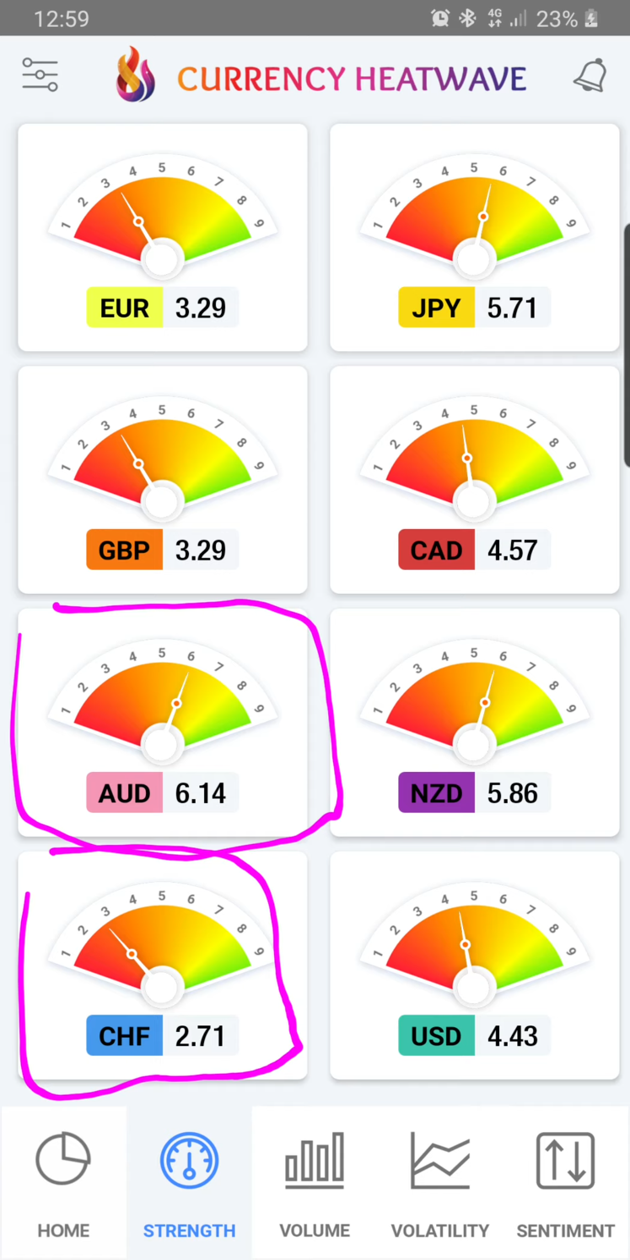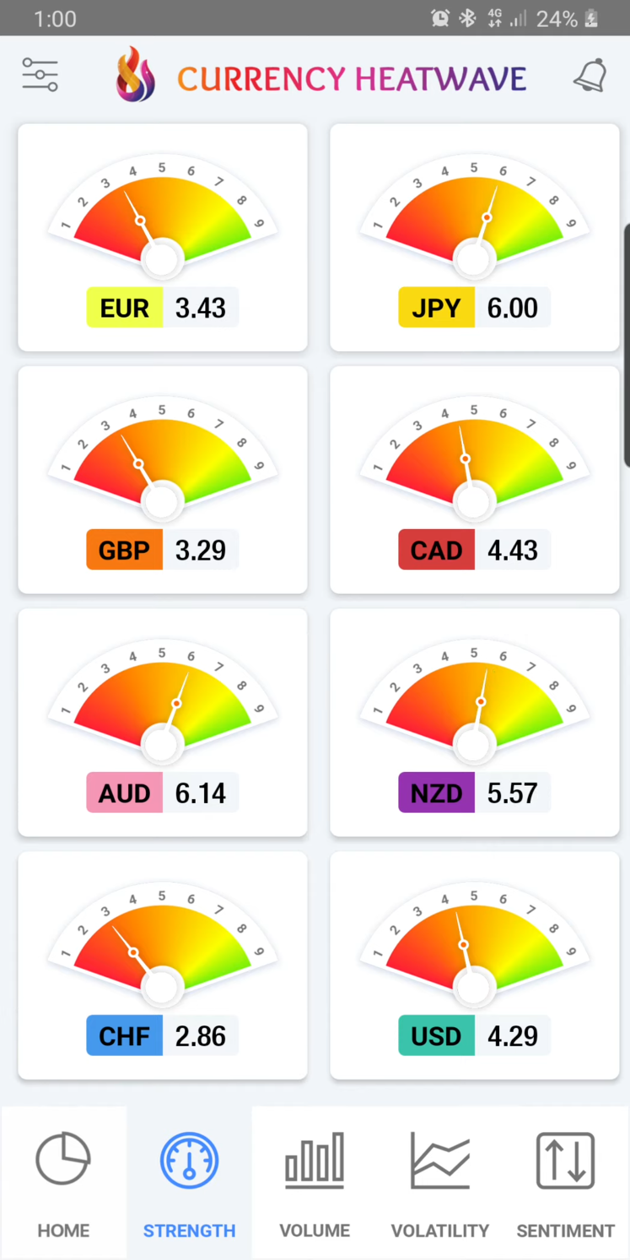But this app is basically just recommending what type of pairs you can be trading. You can see that the variation is very high. AUD is 6.144 and CHF is 2.86. The variation is very high, almost a difference of 3. Then you can pair them together and have your trending market.